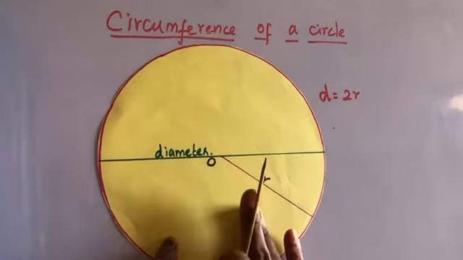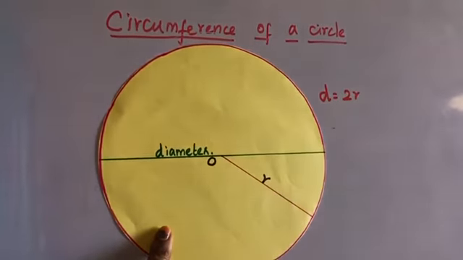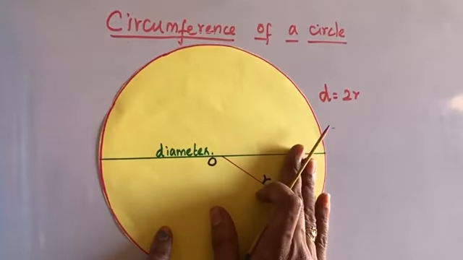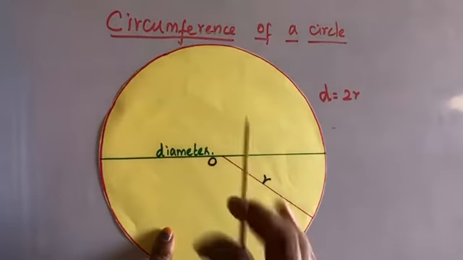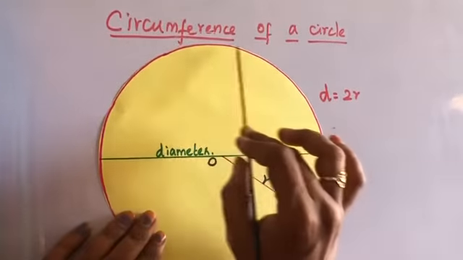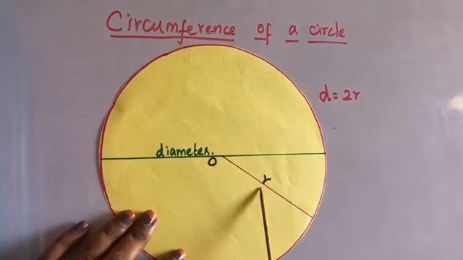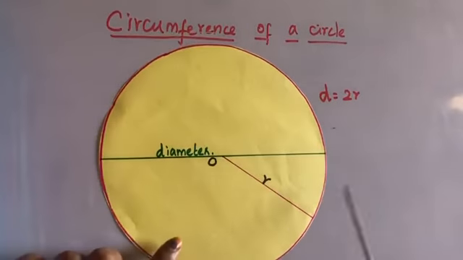But in a circle we call the perimeter the circumference. Now we are going to learn about circumference, how to find the circumference. To calculate the circumference we need only one measurement, that is the radius. With the radius we can calculate the circumference.